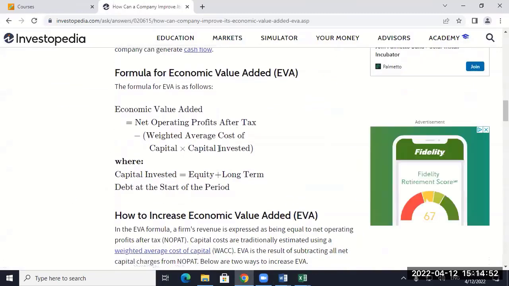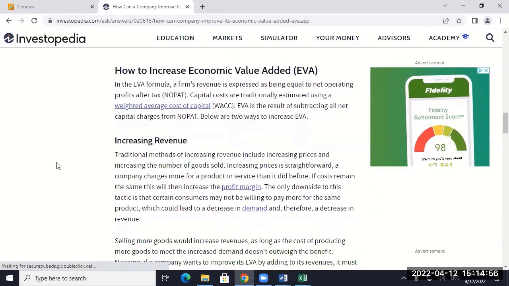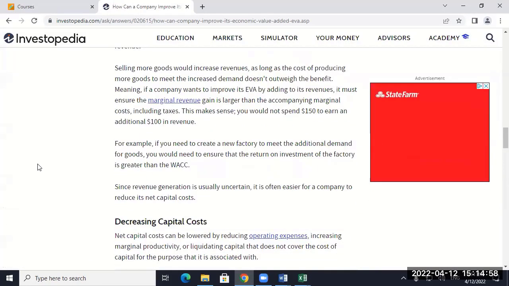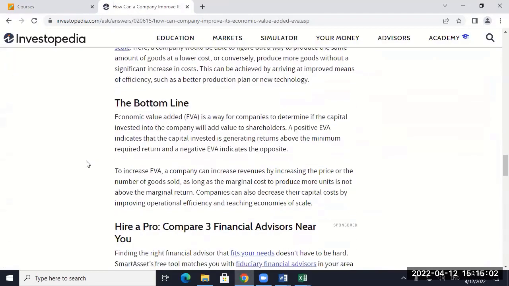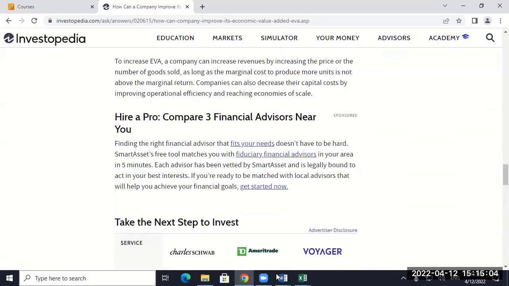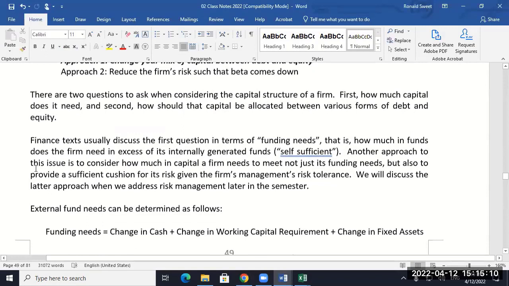So here's the formula you'll get in Dr. Catapacum's class. Increase revenue, decrease cost of capital. That's what we're going to talk about there. Hire a consultant. That's not the best answer. So the question is, how do we improve the value of the firm by reducing the cost of capital?